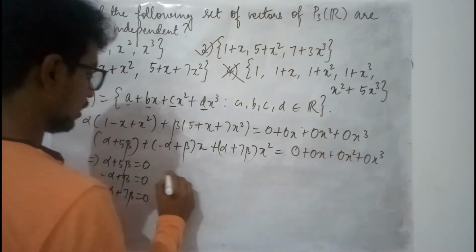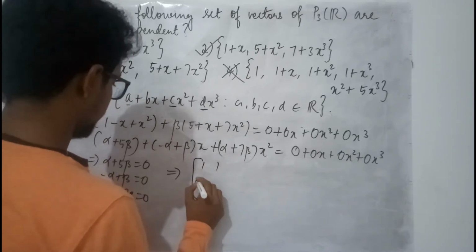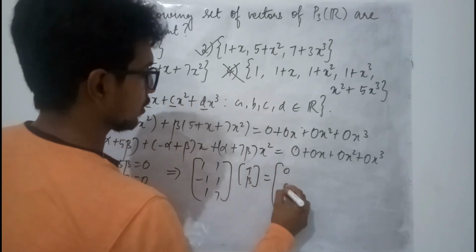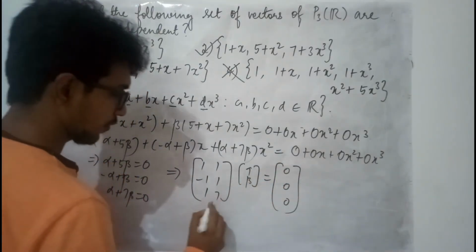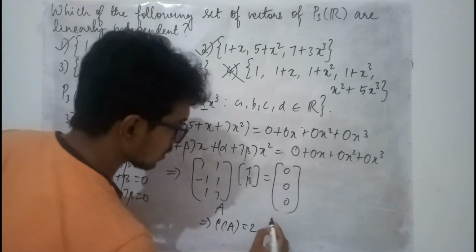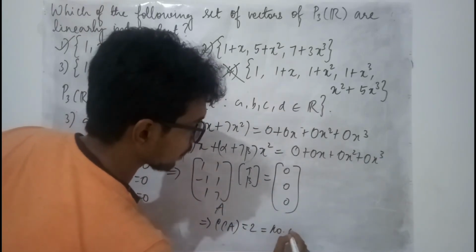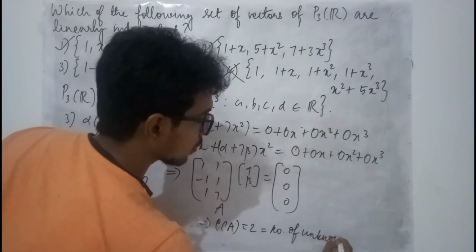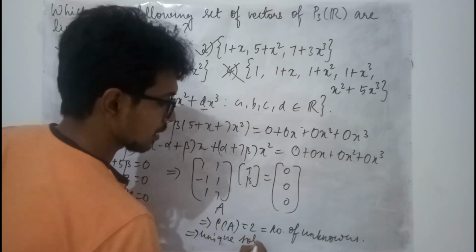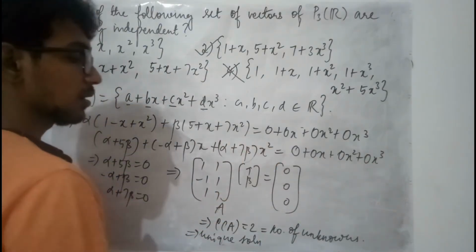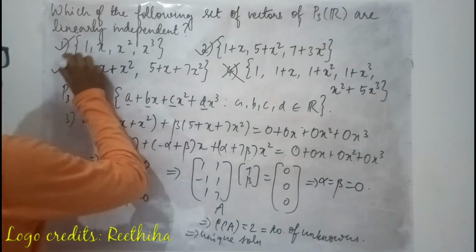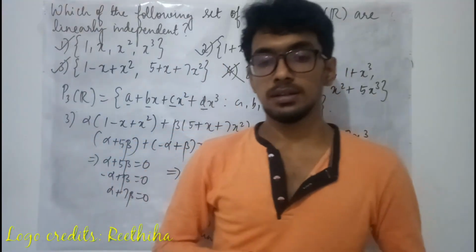And when you try to put it in a matrix form, you have this multiplied by alpha, beta, and you have 0, 0, 0 here, right? If you consider this matrix to be A, what is the rank of this matrix? This is 2. This is the same as the number of unknowns. So this leads to a unique solution. Since this is a homogeneous system, this leads to what? A trivial solution. That means alpha and beta are 0, and hence this is a linearly independent set.